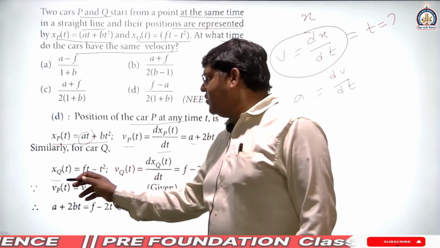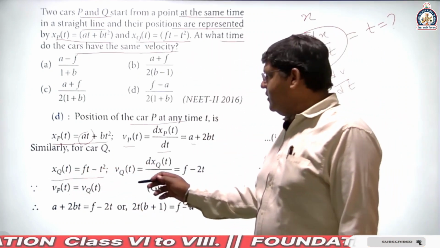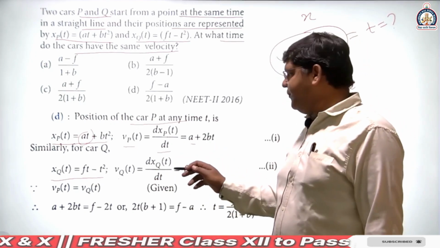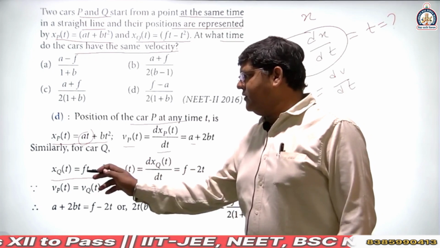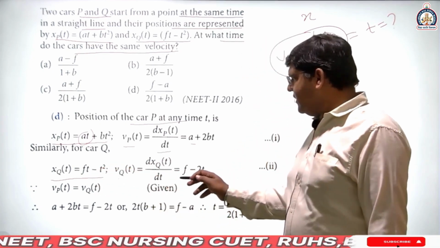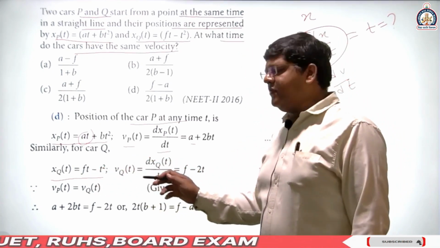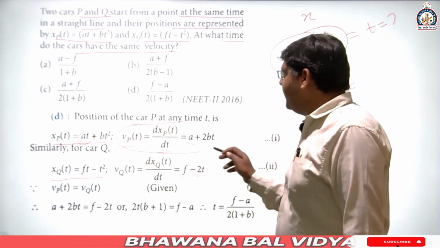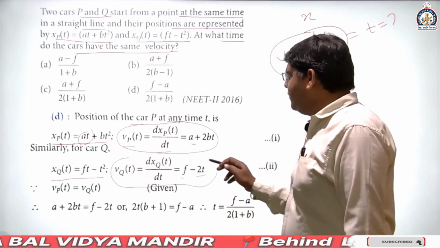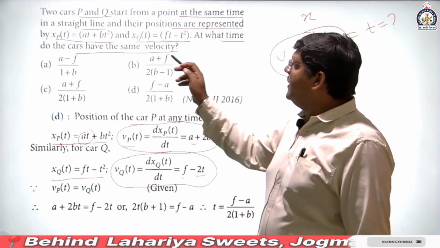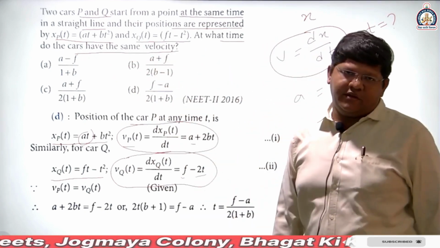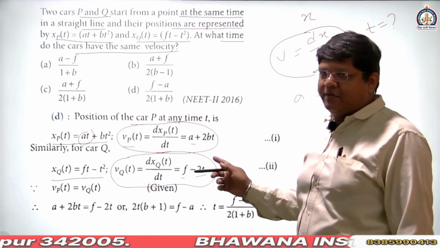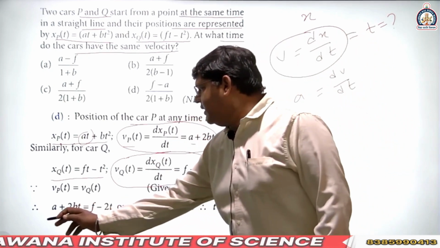Similarly, the position for Q is given by this formula. Now the velocity for Q is the differentiation of the position of Q. Position of Q is ft minus t square. Differentiation of ft gives f, and minus t square differentiation gives minus 2t. So we have calculated the velocity of P and the velocity of Q. Now according to the question, at what time do the cars have the same velocity? So we will equate both the velocities Vp and Vq.